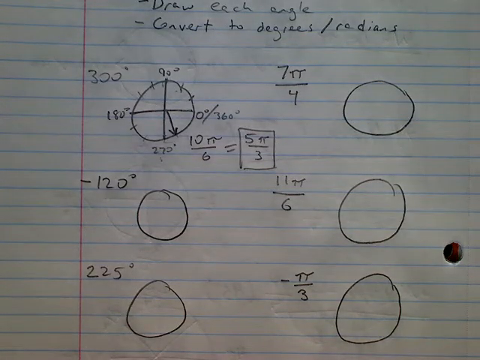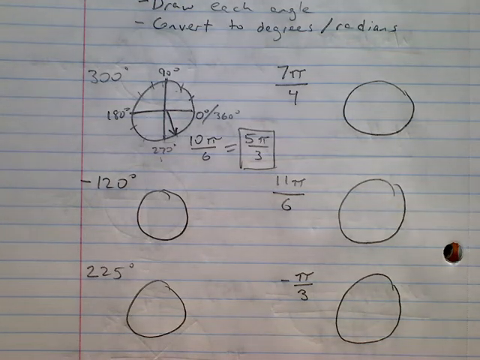Alright. 7 pi over 4. Let's try and find this one. So this time we're starting out in radians. So basically the fraction is going to tell us what we should be counting by, which would be counting by fourths of pi.